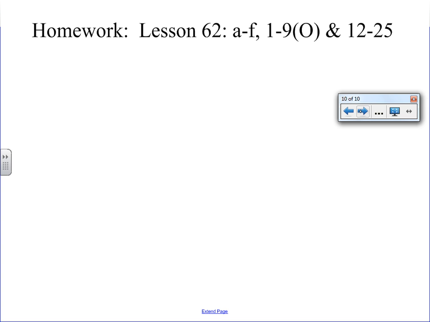Homework is lesson 62, A through F, 1 through 9 odd, and 12 through 25. Please make sure this gets on the assignment board.